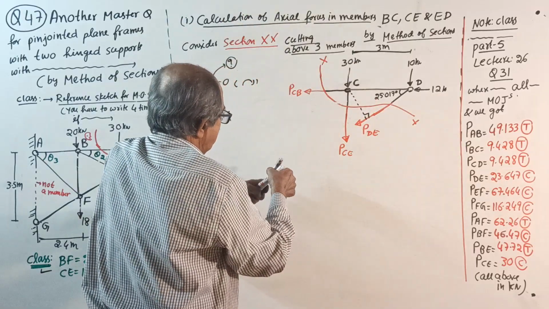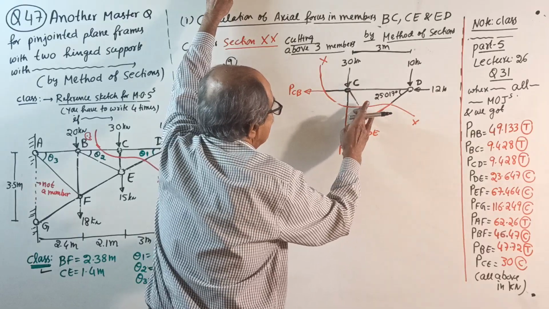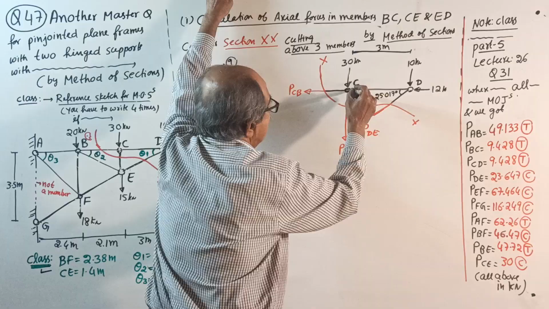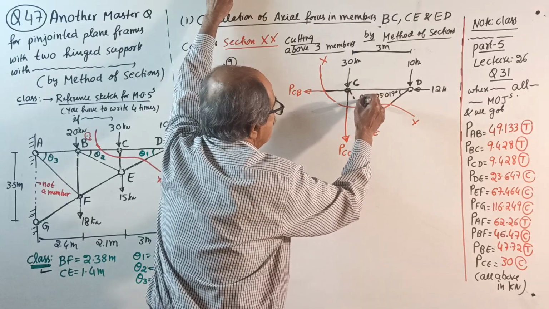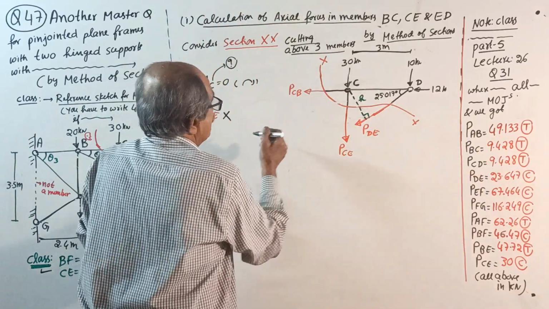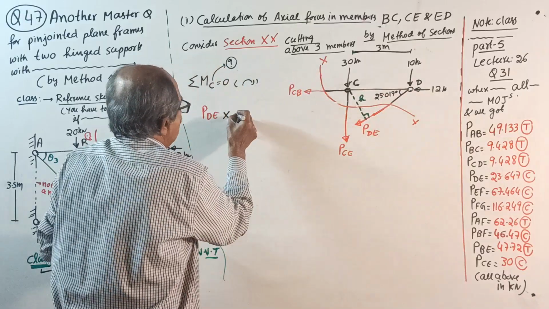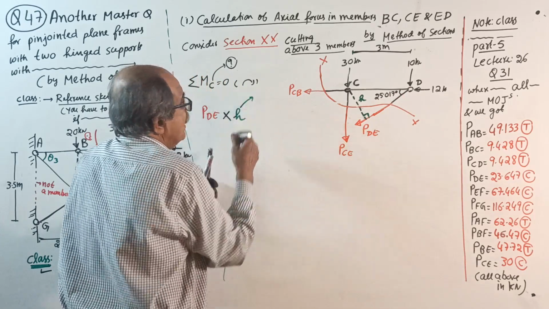Green color, sorry, green color. Perpendicular is always green color. See, draw perpendicular H to the line of action of this one. So therefore, right here, PDE into H. You should write the statement here.